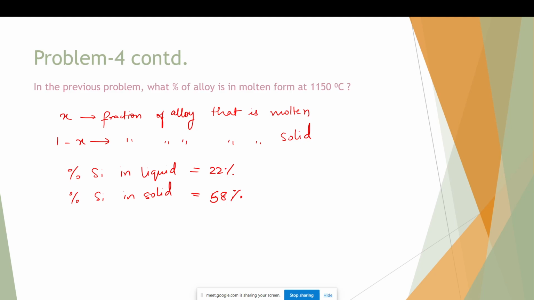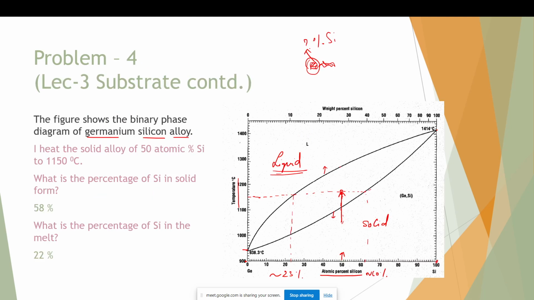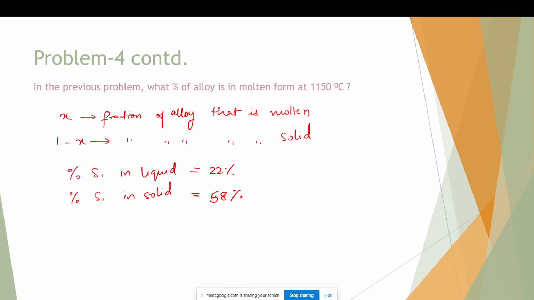We know that the total silicon that we started with is 50% silicon. So the fraction of silicon should never exceed 0.5. What does that mean? The percentage of silicon in liquid is 22%, meaning 0.22 times the alloy that is in liquid, which is x. So 0.22 times x and 0.58 times 1 minus x. These both should add up to 0.5. Is this correct?